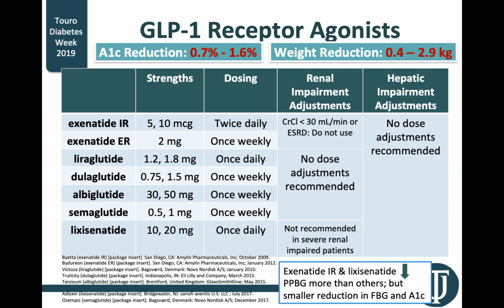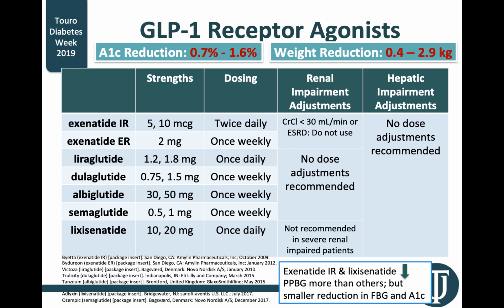So in terms of dosing, one thing I would like to point out though, 4 out of the 7 agents are just once weekly. So this is very convenient. So they are exenatide extended release, dulaglutide, albiglutide, and semaglutide. They're all once weekly. And we have liraglutide and lixisenatide. They're once daily. Then lastly, exenatide, the IR formulation, we have to do it twice daily.